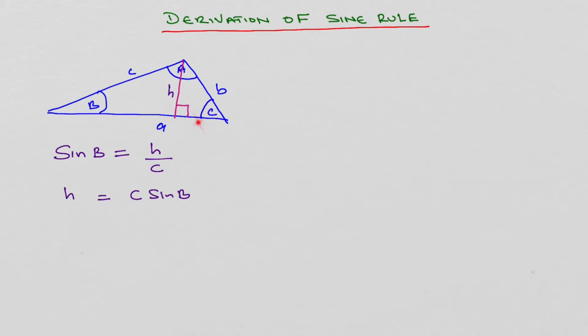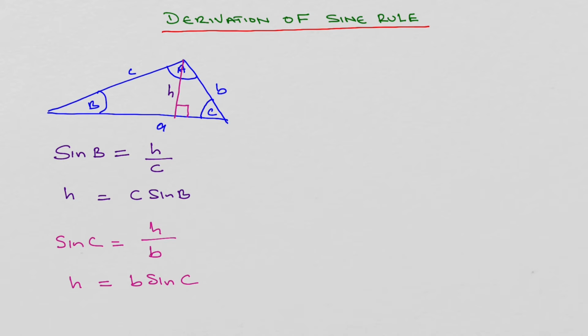Next thing is we want to look at C here. Sine of C, let's write that down. Sine of capital C equals H over B. That's opposite over hypotenuse, so that will be H over B. Now what we can do is make H the subject here too. H equals B sine C.